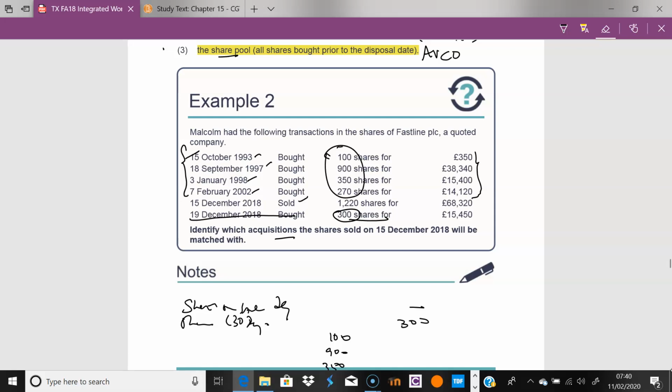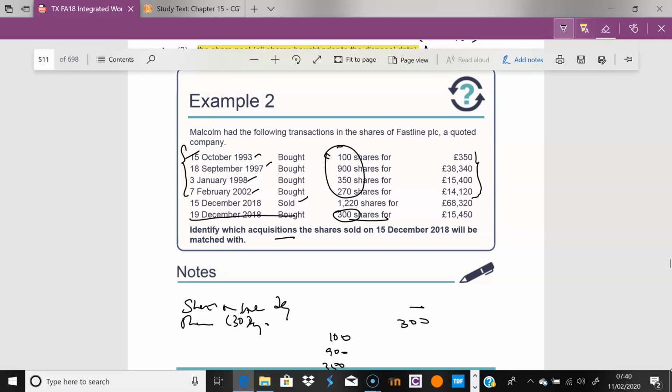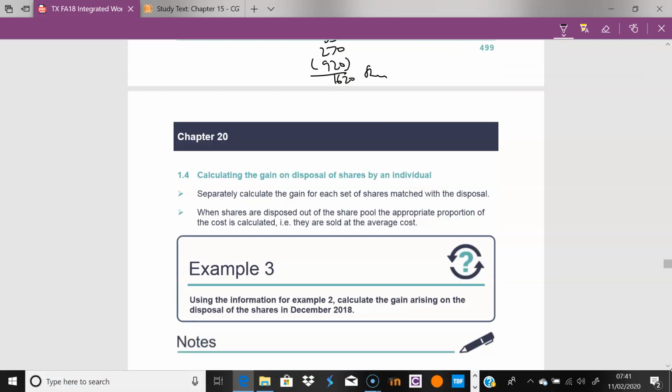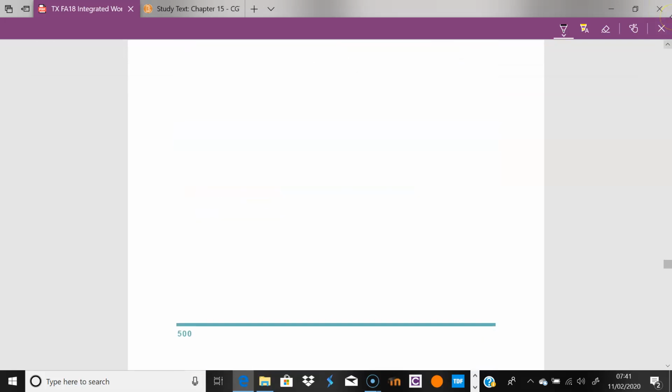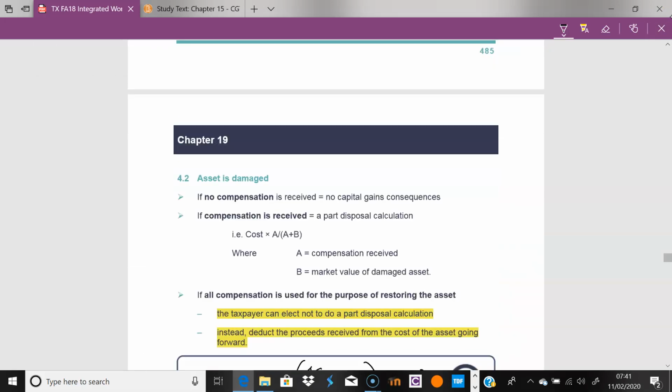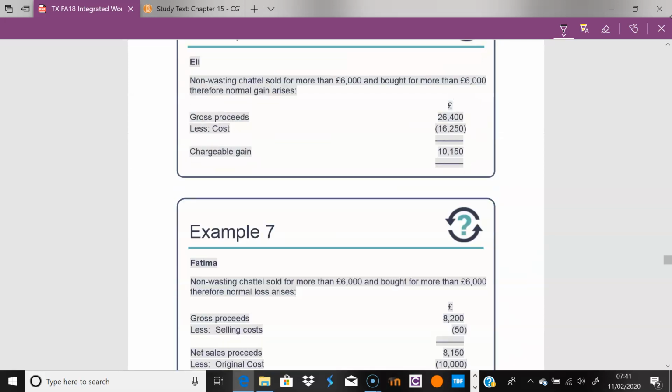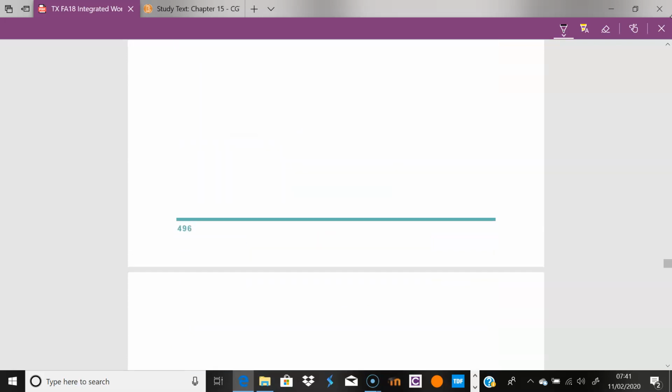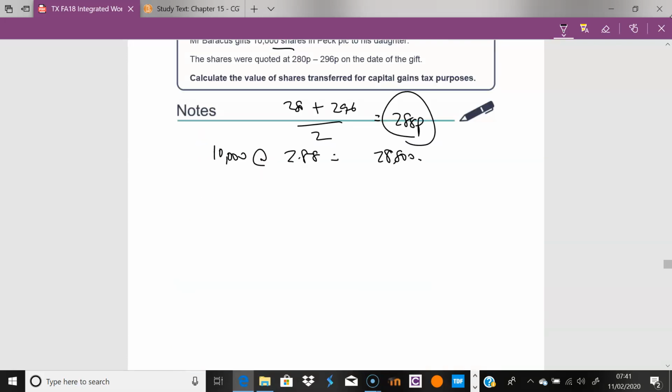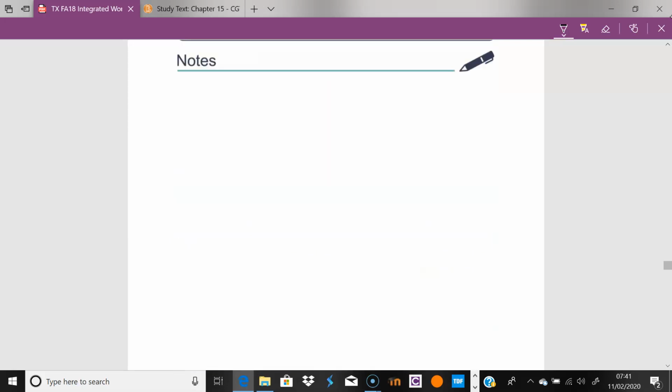So the question really is, where are we? We know the 300 for here are what they are. The question here is, how do we deal with these ones that have come from here? So let's deal with that first. I know that 300 of my shares are from much earlier on.